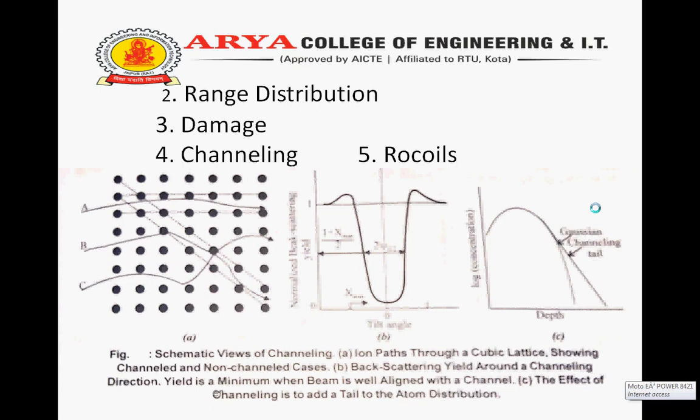Fourth is channeling. Many of the targets are crystalline with a regular arrangement of atoms. For an ion moving in certain directions, the atom rows or planes line up so that there are long range open spaces through which the ion can travel without significant scattering. This is called the channeling effect.